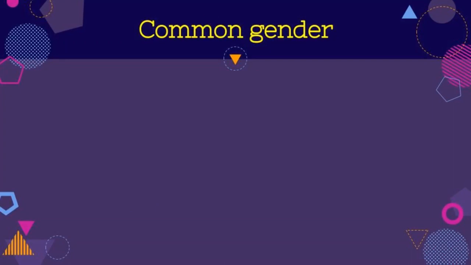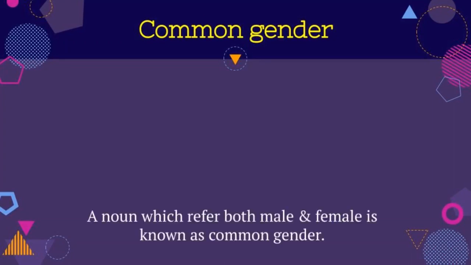Okay, now we are going to see the third type, common gender. Common gender means it can be both female and male. A noun which can refer to both male and female is known as common gender.